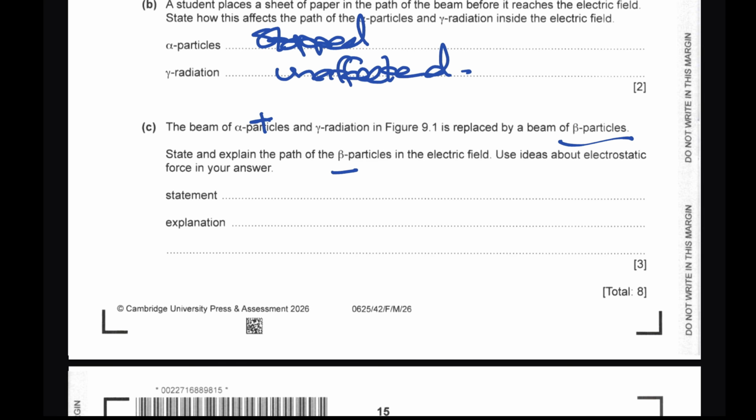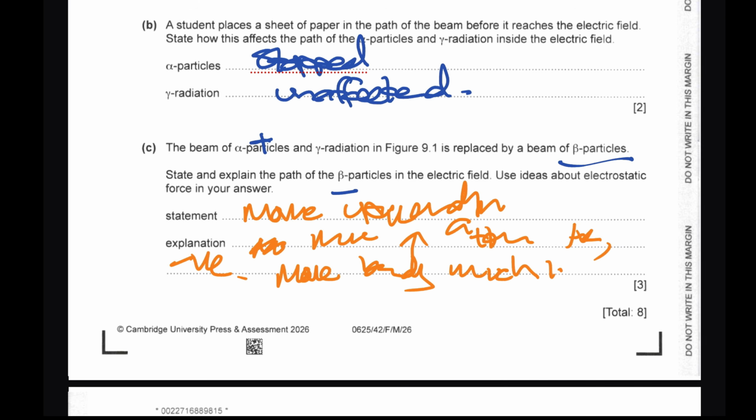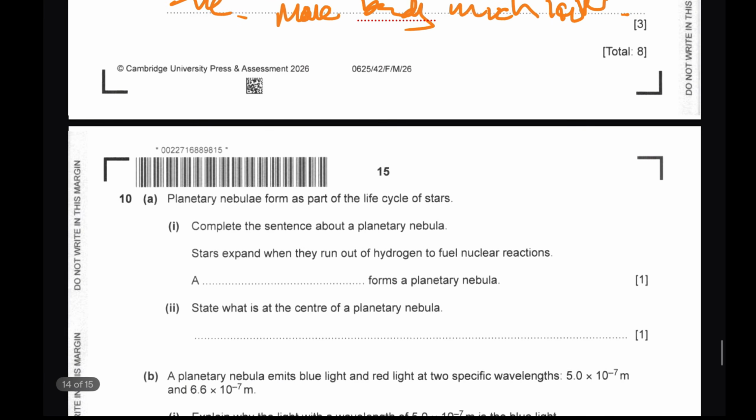it's going to actually bend much more. So your answer is going to be beta will move towards the positive plate or move upwards. And the second point is that the mass is less. Oh, sorry, it's negative. So because it's negative, it will be deflected in the upward direction towards the positive plate, attracted by positive, repelled by negative, and also it's going to bend more because it is much lighter. So yeah, there you go. That's your done answer to question number 9. All right, let's move on.